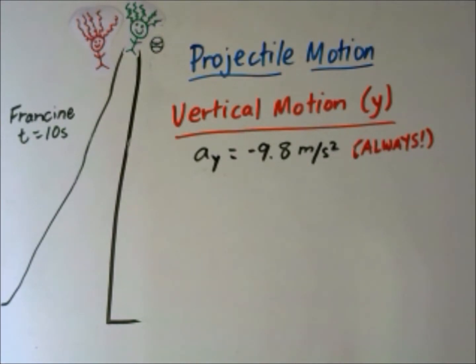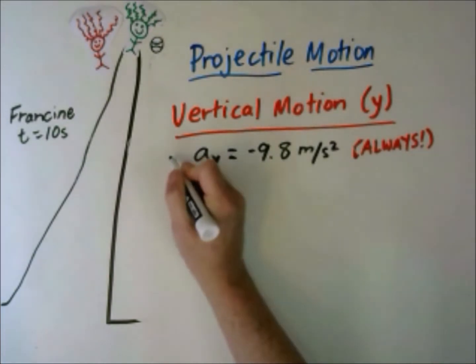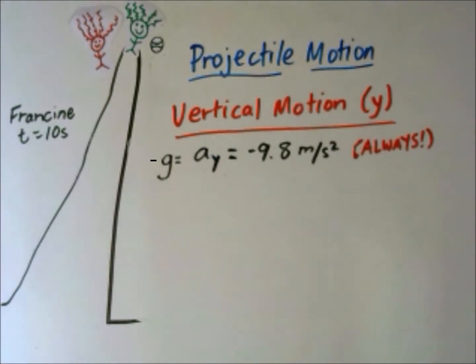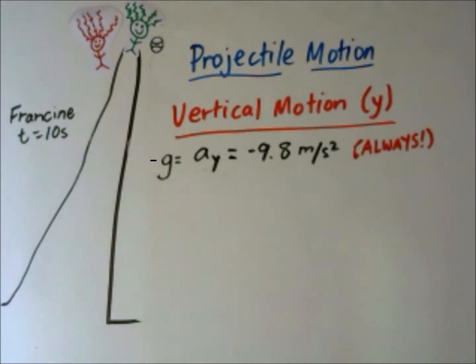In the y direction, the vertical motion, our acceleration we write as a sub y. Our acceleration is going to equal gravity. Acceleration in the y direction is negative g. It's negative 9.8 meters per second squared. This is always true for basic projectile motion. We're not considering being on the moon or other places where the acceleration may be different. But for basic problems on Earth, our acceleration in the y direction is always negative 9.8 meters per second squared.